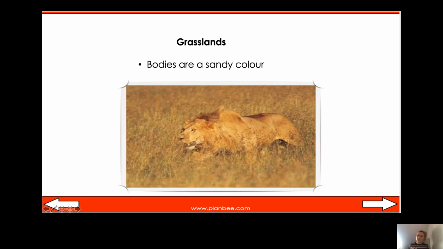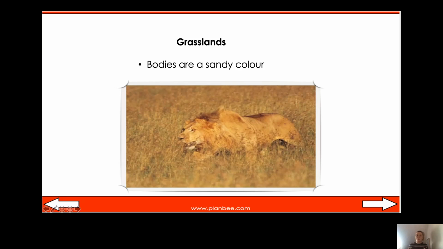Now, why do you think this is? Well, this is to help them blend into the landscape, okay? So they can't be seen. So this is also called camouflage, and it helps the lions to sneak up on their prey. So when they're looking to catch an animal, they can bend down in the grass, which is the same colour as their skin. So they're both sandy colours so that their prey won't see them and they can catch them. Okay, so their bodies have adapted to this environment by almost being the same colour as the environment so that they can keep getting food and catching their prey.